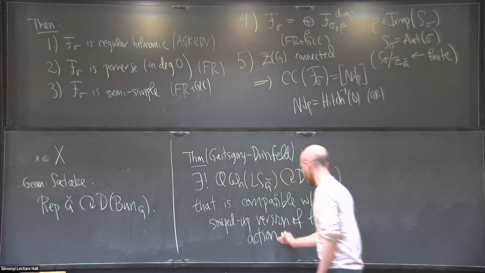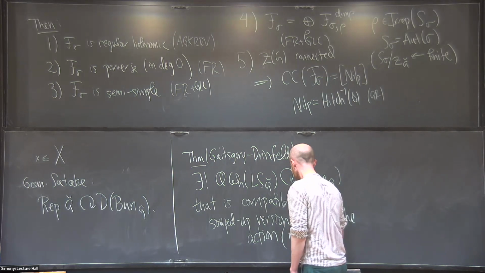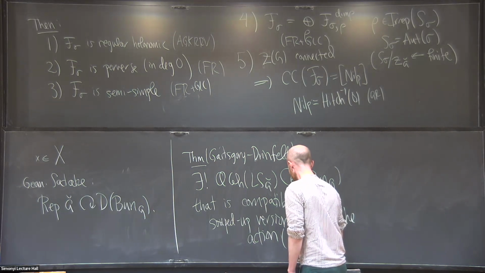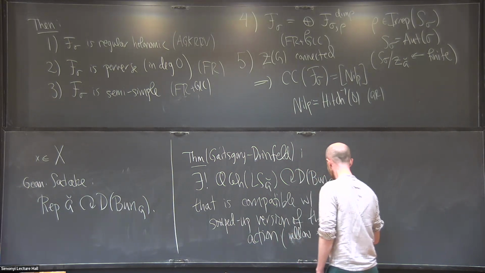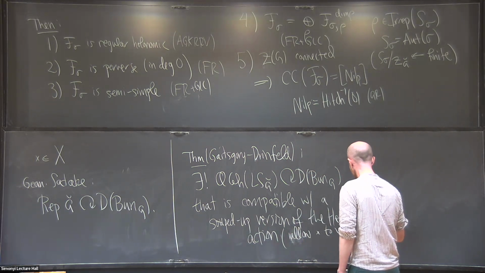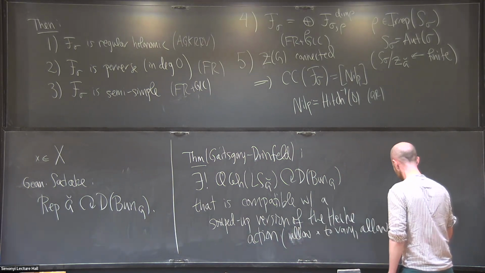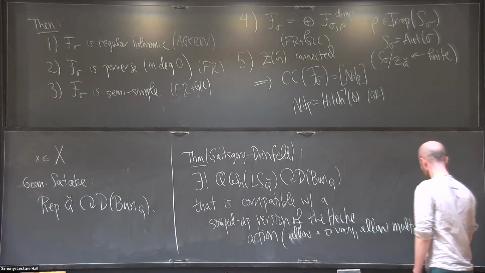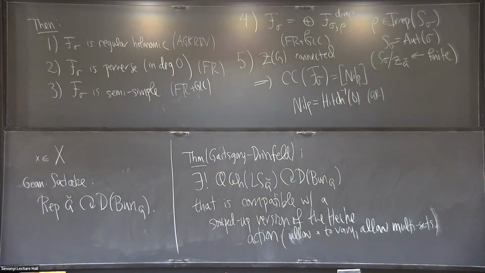So a souped up version of the Hecke action means I can allow x to vary, and I also allow multisets of points. So if you had two distinct points, then you get Hecke actions at each of those points. The Hecke actions at distinct points commute, and somehow as you let one point come down to the other point, the action here and the action here sort of limits to the action of the tensor product of two representations.